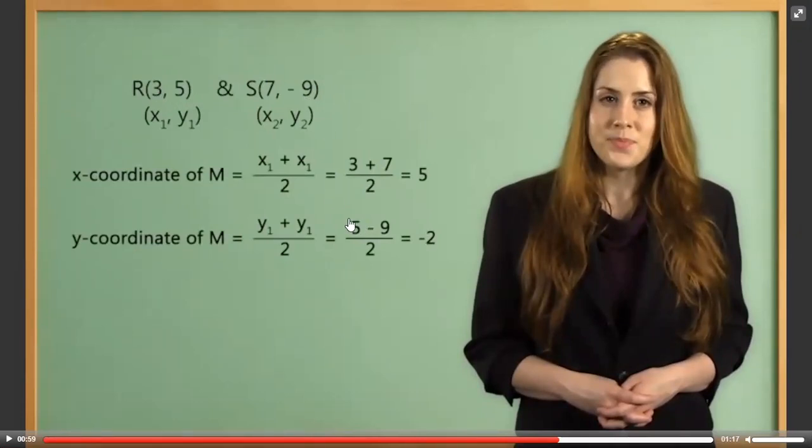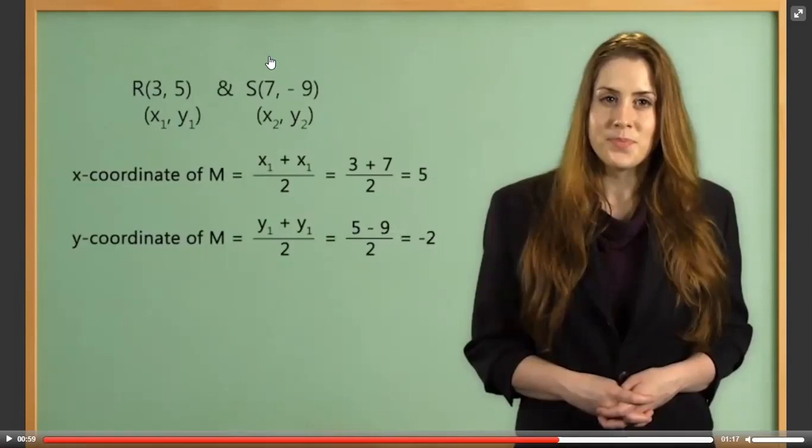You keep the sign. If you notice here, this negative 9 is the y value that goes in there, just the way that it is written in the ordered pair. So 5 minus 9 is actually negative 4. Divide -4 by 2, and you get -2.